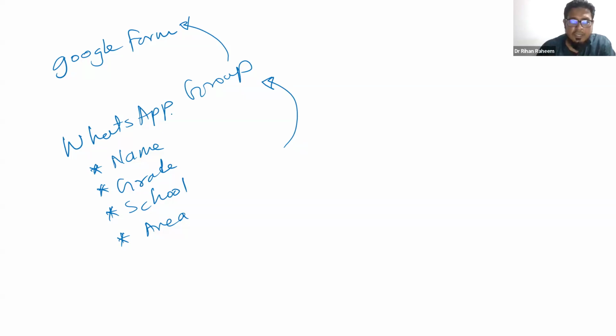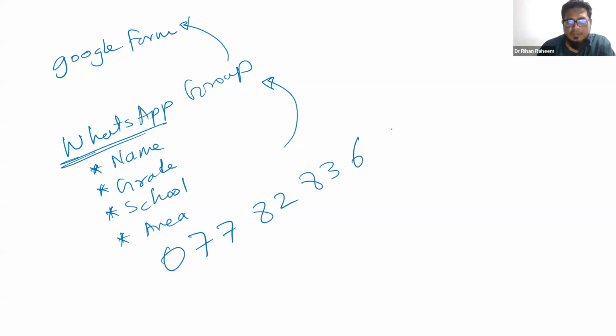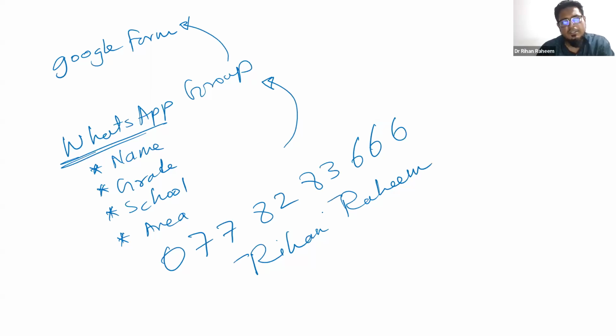Okay, so send these details through WhatsApp. My WhatsApp number is 077828366. Okay, save it. My name is Rihan Rahim. And send me a WhatsApp message. I will add you all to the group, and in the group, I will be sending the Google form.